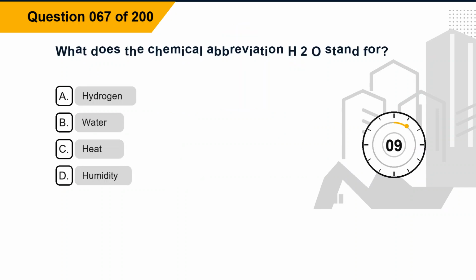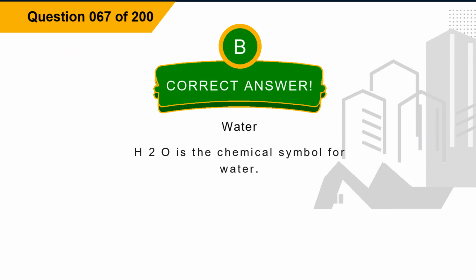Question 67. What does the chemical abbreviation H2O stand for? Option A, hydrogen. Option B, water. Option C, heat. Option D, humidity. The correct answer is option B, water. Explanation. H2O is the chemical symbol for water.